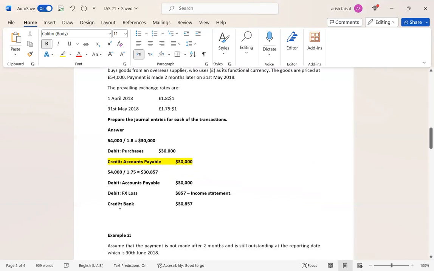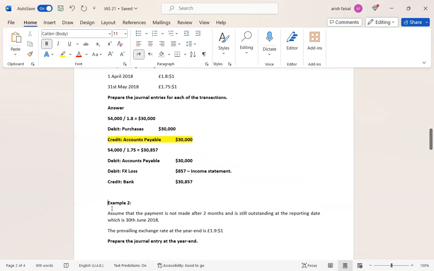Okay. So now moving on to the next example, assuming that the payment is not made after 2 months, right? And is still outstanding at the reporting date, which is the end of June, 30th June 2018. And at that date, the exchange rate is 1.9 pounds to $1.